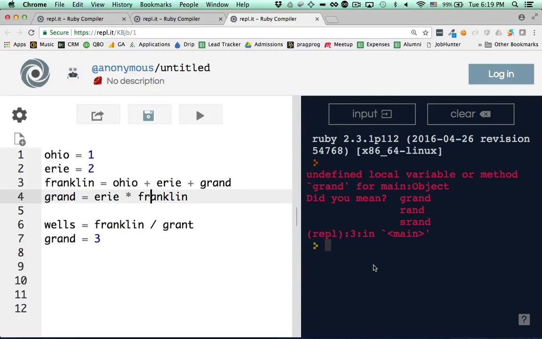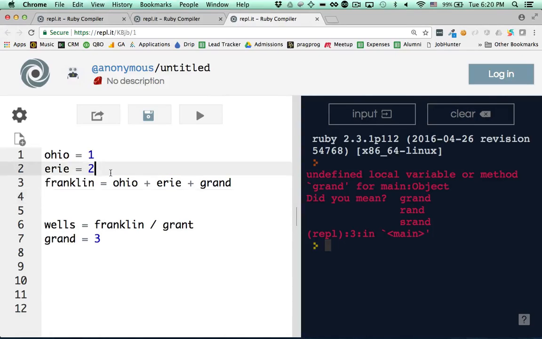What line of code is problematic? 3. Because it says 3. What's wrong with 3? Grand, we don't know what grand is. It says it does not know what grand is. So it mentions grand here on line 3. How do we fix that? Put grand up. Yeah, line 7. My first gut reaction was, oh, we define grand here. I can move that above.